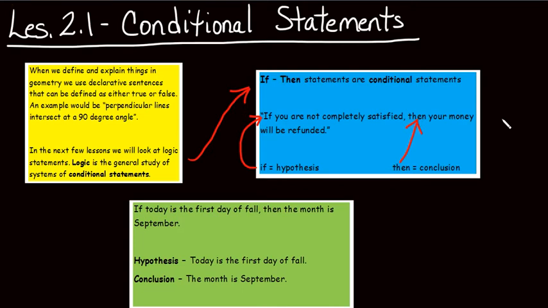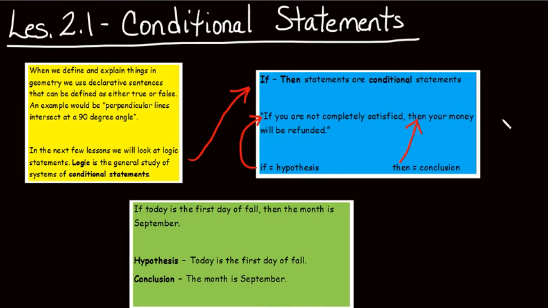And in the yellow box I have written, and I expect everything that's on this video to be in your notes, that when we define and explain things in geometry, we use declarative sentences that can be defined as either true or false. An example would be perpendicular lines intersect at a 90-degree angle.